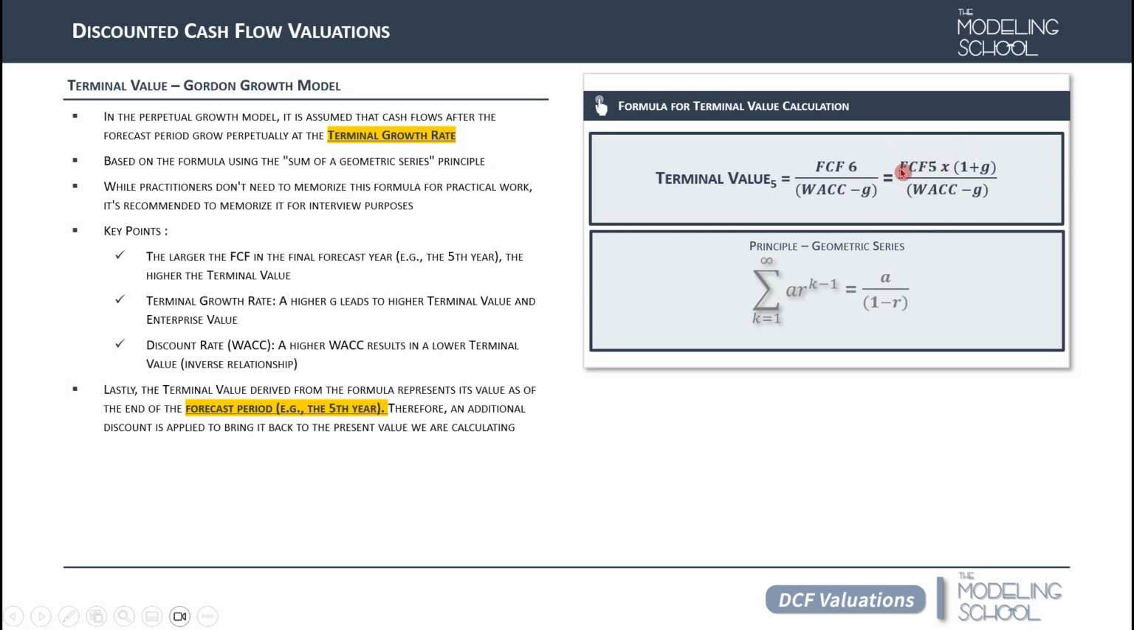It's a question where it's very convenient for the interviewers to check your background knowledge in DCF valuations. But for others, what is more important is what this formula means. So if you look at the formula, number one, the larger the free cash flow, the larger the terminal value becomes. This is pretty obvious. Number two, it's not the general free cash flow, but specifically the free cash flow of year 5 that's important.